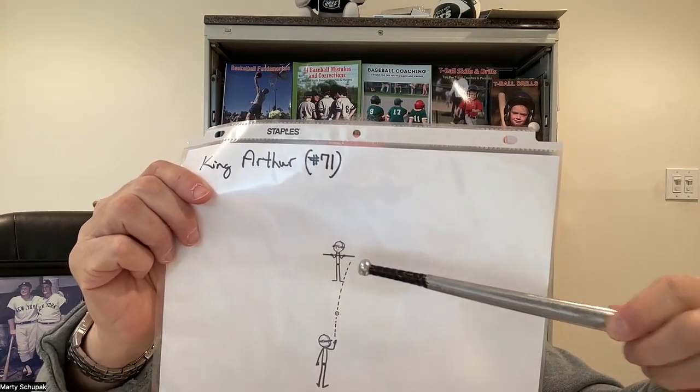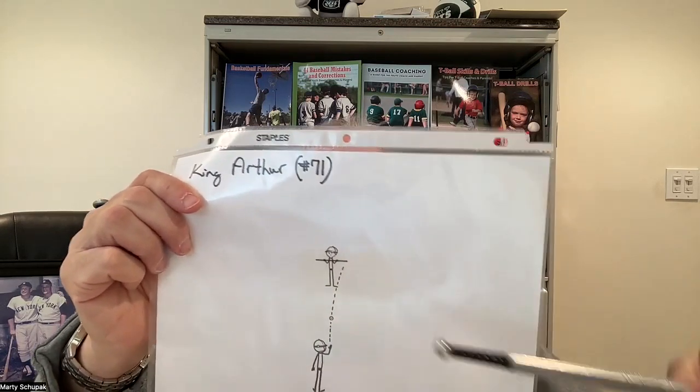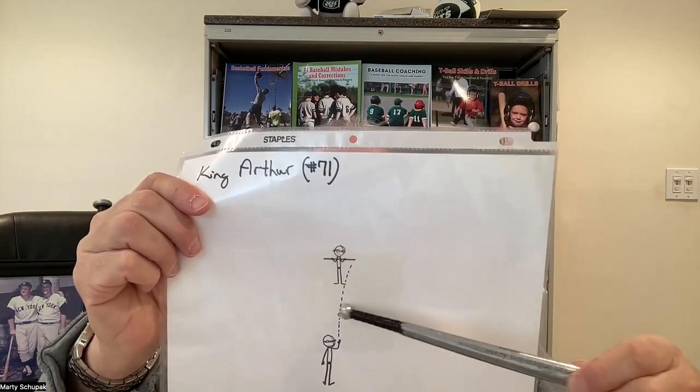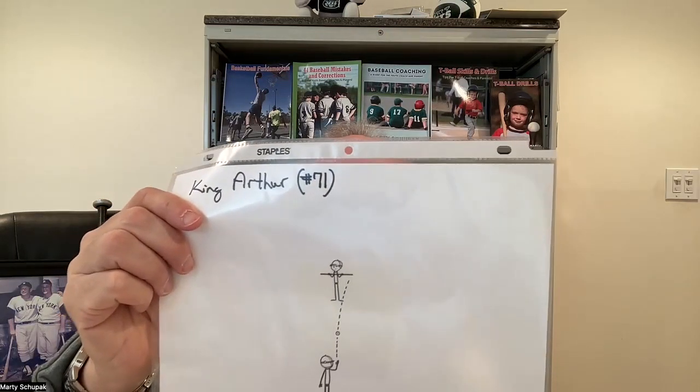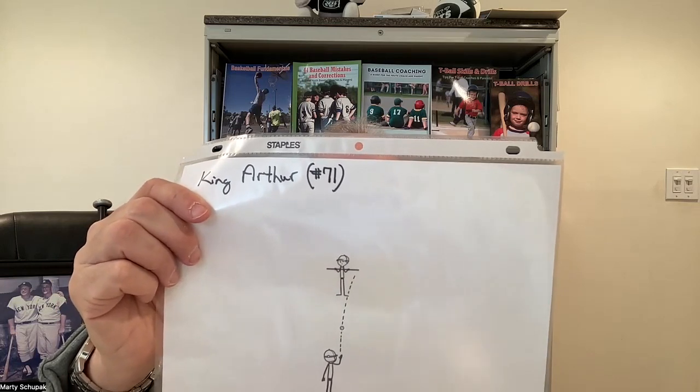That's why I call it. And they try to make contact with the ball on the outside of their hands. Okay. You could increase or decrease the amount of space depending upon the player's age and ability.